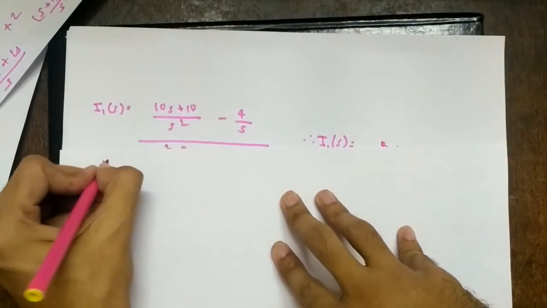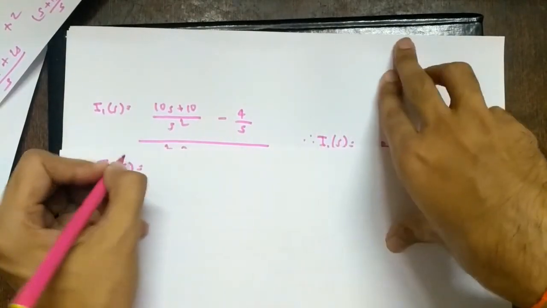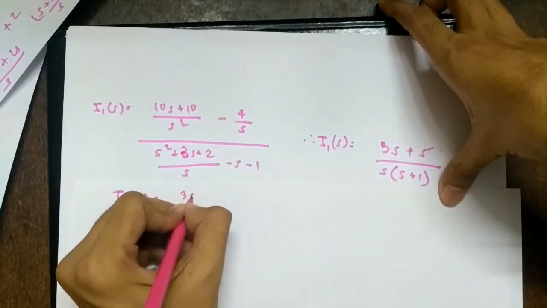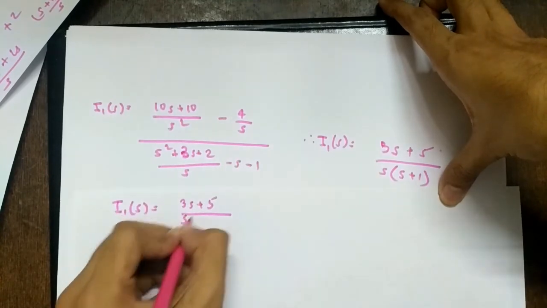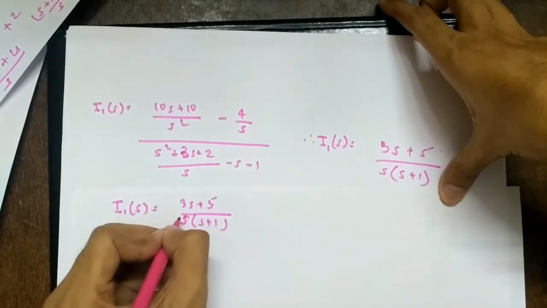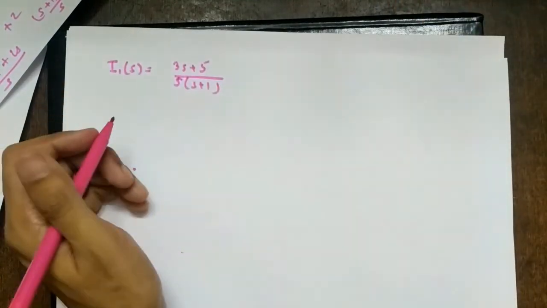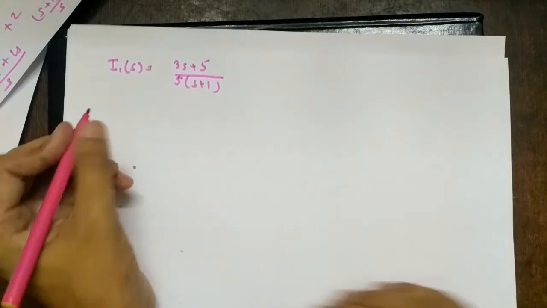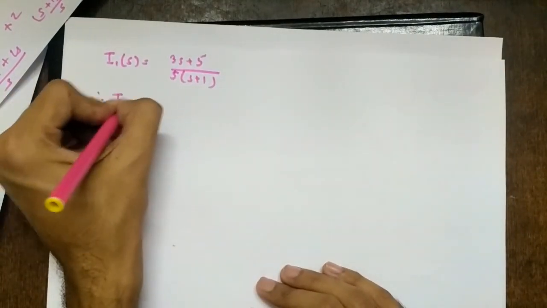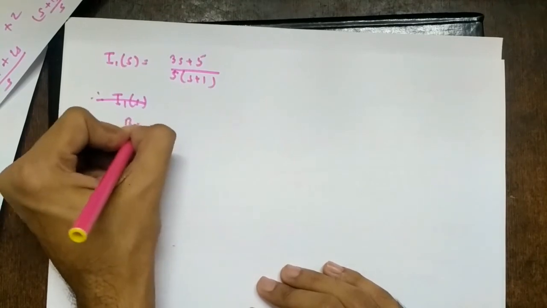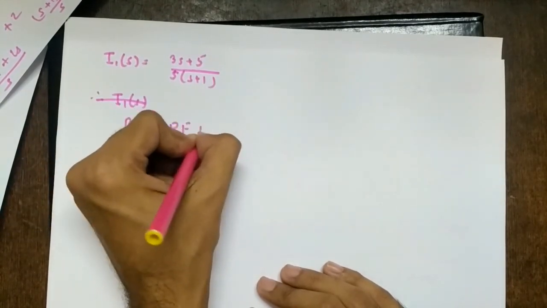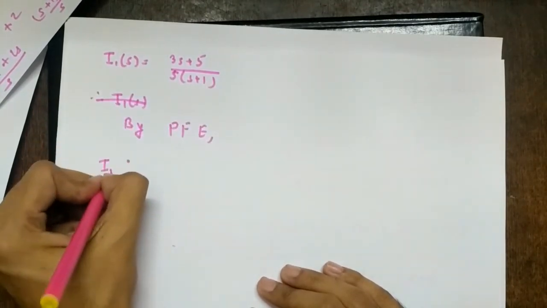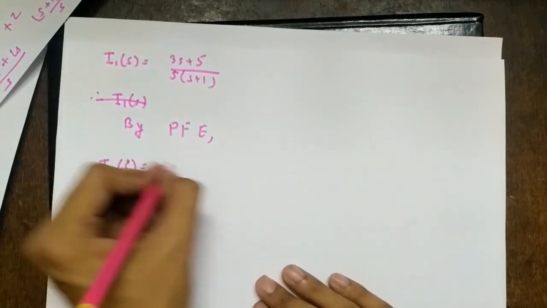Right? So how to solve this? So I'll write again here. So I1 of S equal to 3S plus 5 upon S times S plus 1. See, whenever you get this type, it is what? Partial fraction. Right? So what do we do? Therefore, I1 of S, first we write by partial fraction expansion. So I1 of S equal to, so what do we do?